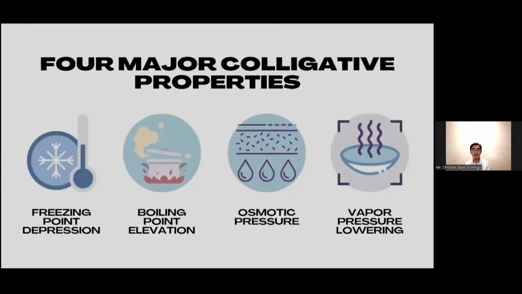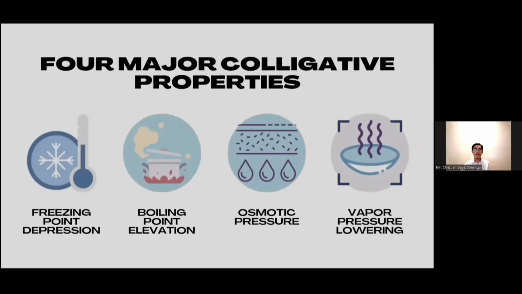The second colligative property is the boiling point elevation. The boiling point of a solvent will increase when a solute is dissolved in it. This is referred to as boiling point elevation. The elevation of the boiling point is directly dependent on the amount of solute present in the solution, but it is not based on the identity of the solute, so it is considered a colligative property.